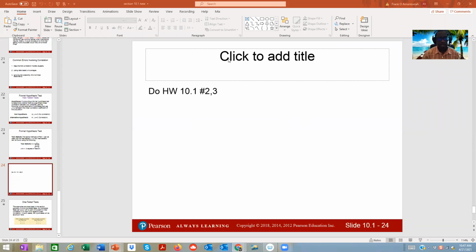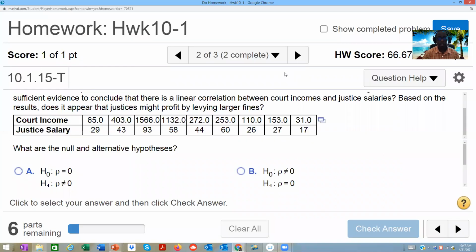Hello, class. This is the example for section 10.1 that I promised, examples 2 and 3. We're going to go to my StatCrunch and do those two problems on the homework.